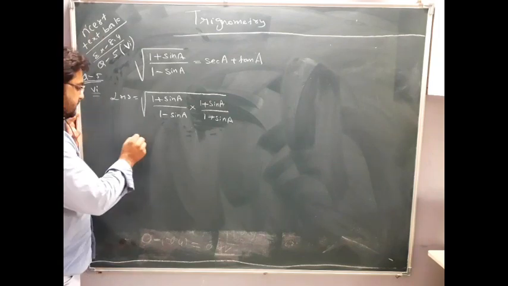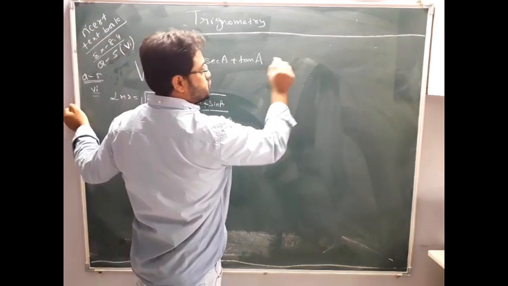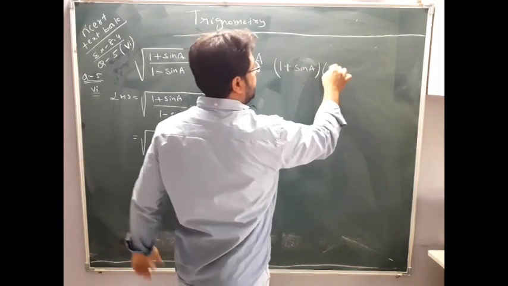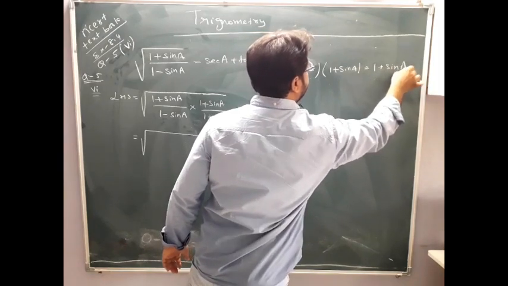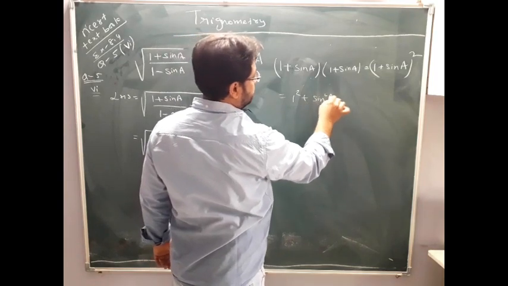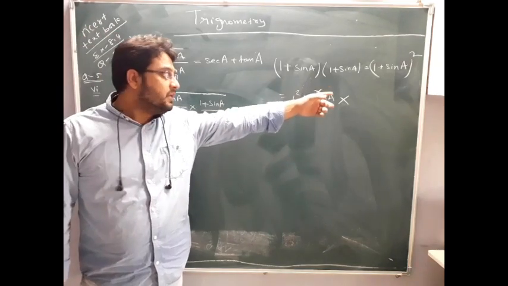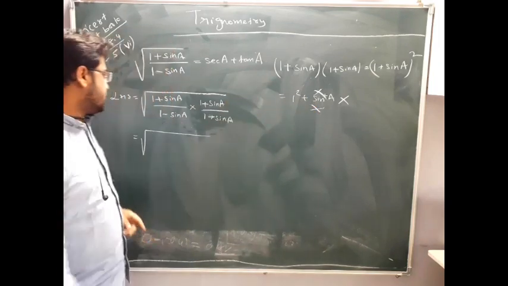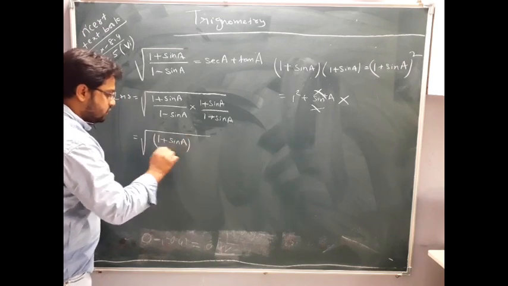Now what will I take? Under root 1 plus sin A into 1 plus sin A. Remember this, most of the students commit a mistake here: 1 plus sin A into 1 plus sin A. The answer will be 1 plus sin A the whole square. Most of the students write 1 square plus sin square A. No, it's wrong. It will not be 1 square plus sin square. This is the wrong method. Okay. So remember, 1 plus sin A into 1 plus sin A is 1 plus sin A the whole square.